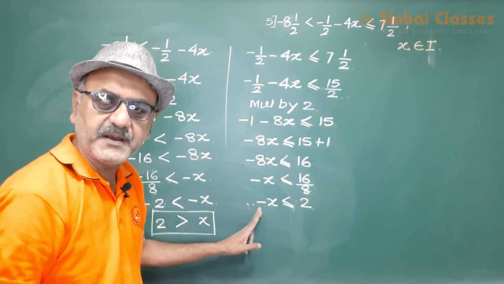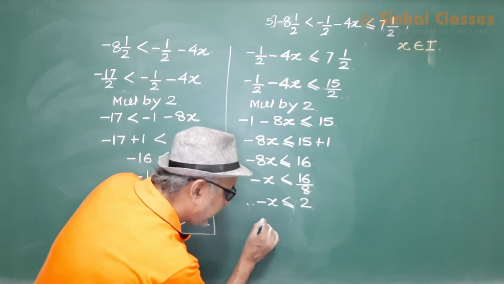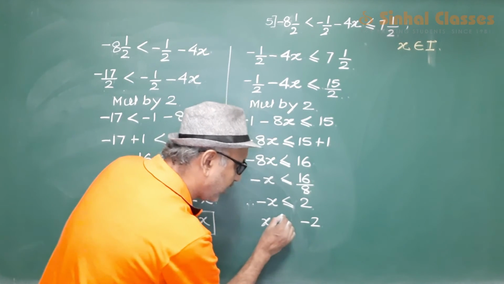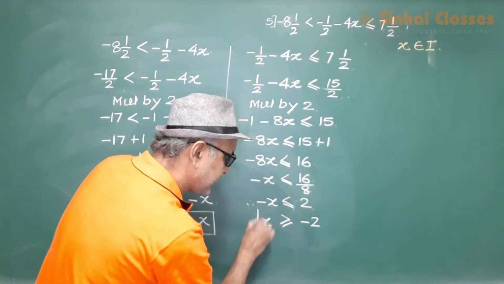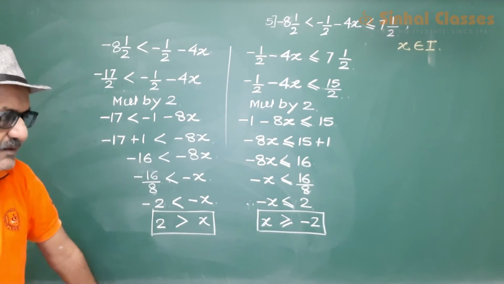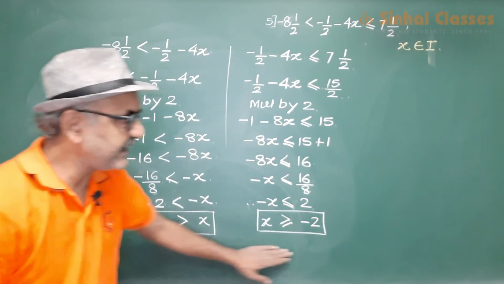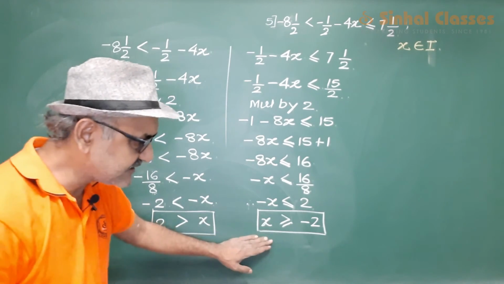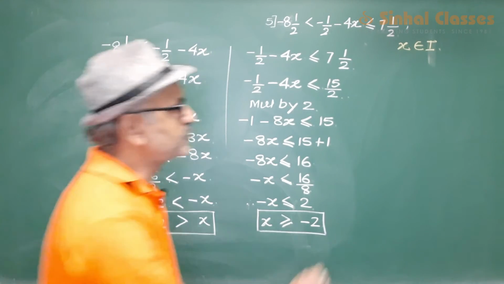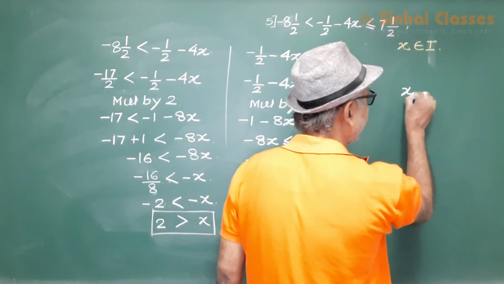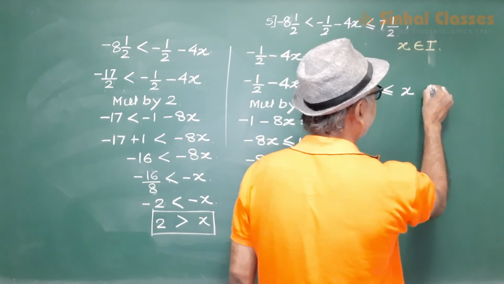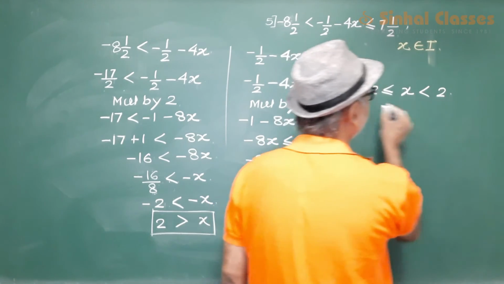When you divide both sides by minus 1, this becomes x, this becomes minus 2, and the order relation changes. So now this is the relation that you have got: x greater than minus 2 but x less than 2. So you will write this as x greater than or equal to minus 2 but x less than 2.